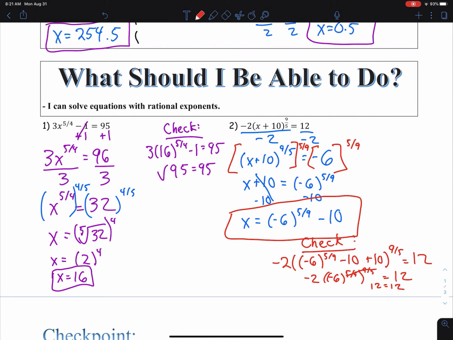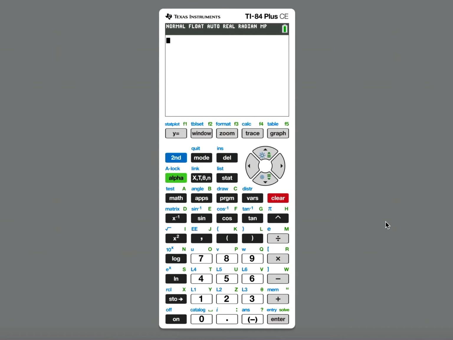And I will show you how to plug that in the calculator too, just so you guys can see. So I'm going to plug in the left side of this equation. And after I plug it in and I press enter, I should get 12. So let's take a look at it. Important to plug it in exactly how we wrote it. So it would be negative 2. Be very careful with the parentheses. We need a double parenthesis because it would be negative 6 was our answer to the 5 over 9.